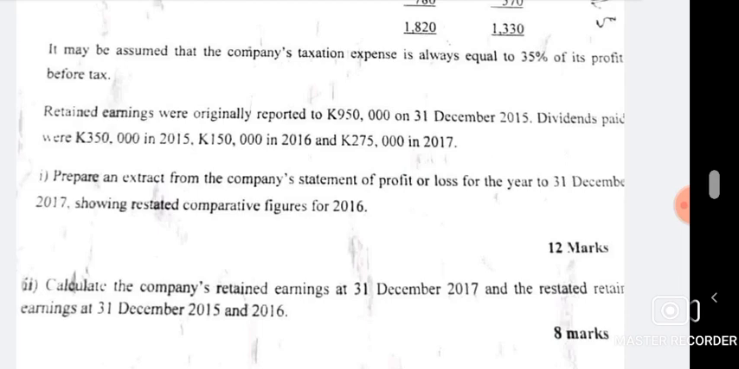Usually when calculating the restated retained earnings, we take that retrospective approach that I've just explained. So let's start. What were the initial retained earnings? 950. Check them. They're just saying that the retained earnings were originally reported at 950,000. Don't forget their dividends stated as well in this question. What do we do with dividends? Dividends are usually subtracted, and that's what we'll be showing even in our calculations as we start coming forward.